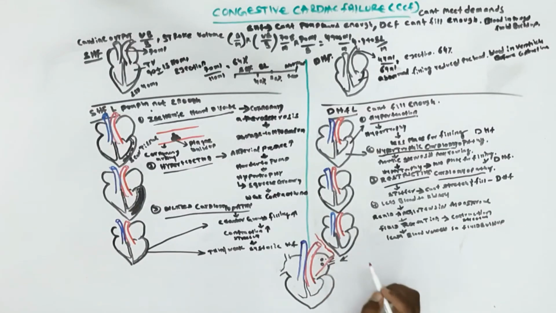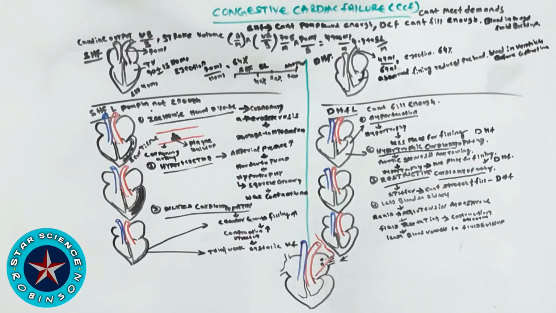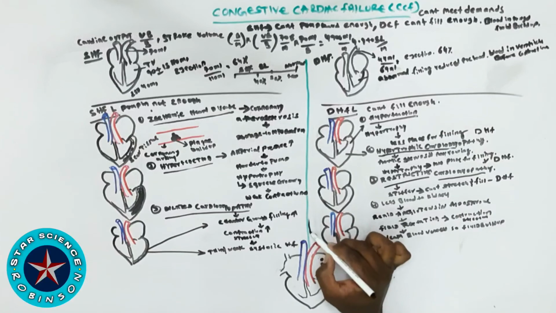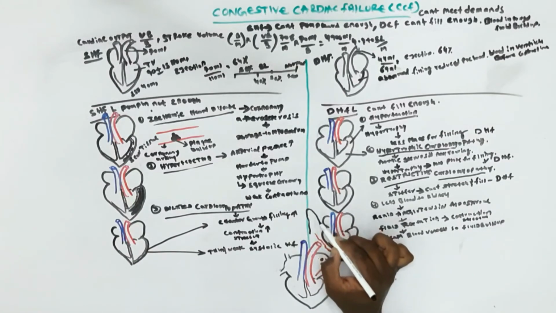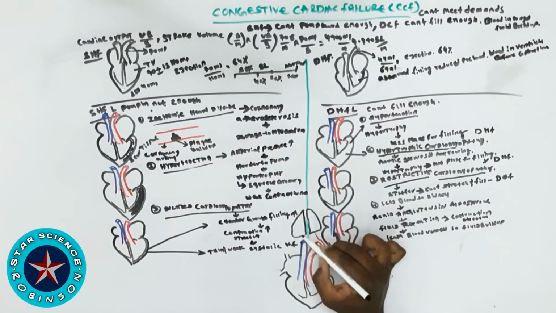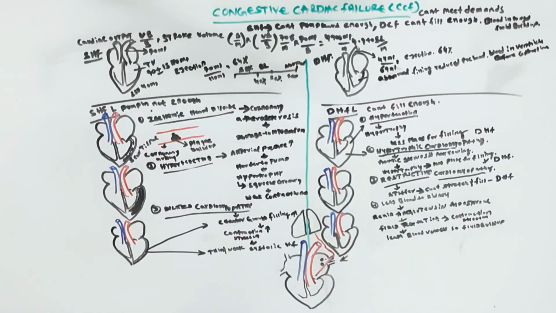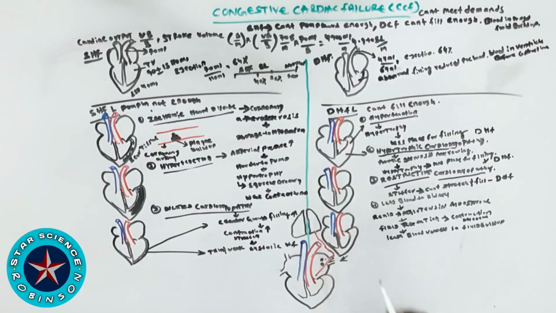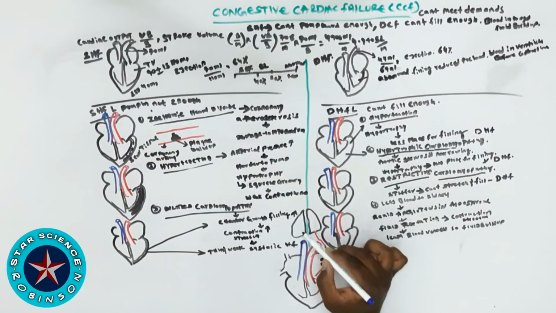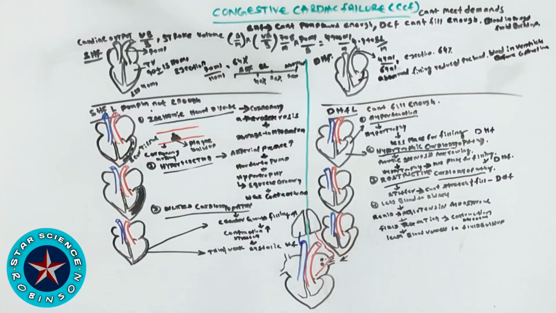Now I'm showing you when it is reversing back from the left atrium to the pulmonary veins to the lungs, and from the lungs to the pulmonary artery. That is the pressure which has been created in the pulmonary artery, which will lead to a fluid buildup in the interstitial spaces, which is called a pulmonary edema. These are things we have to remember mostly.